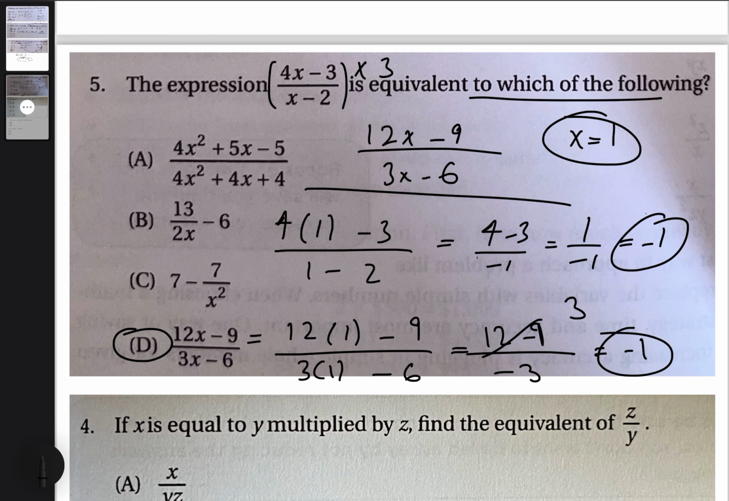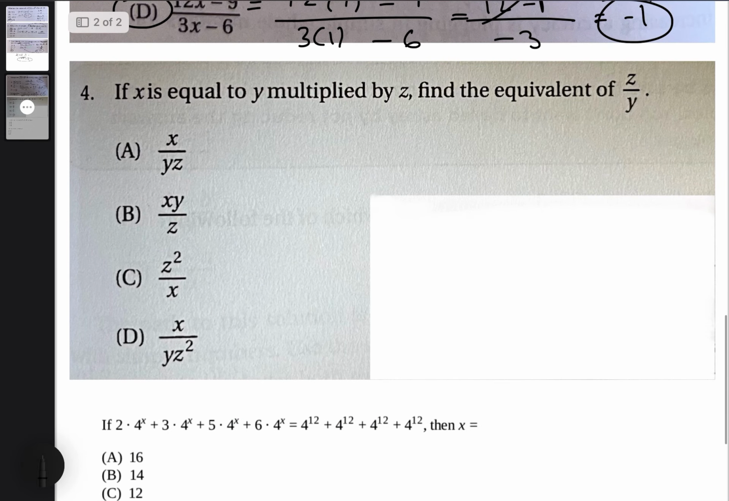And then 3 over negative 3 will give us what? Negative 1. So D is indeed the correct answer. There's two ways of doing it. You can either do the substitution with an assigned value of x, or you can just do the first method that I showed you at the beginning.